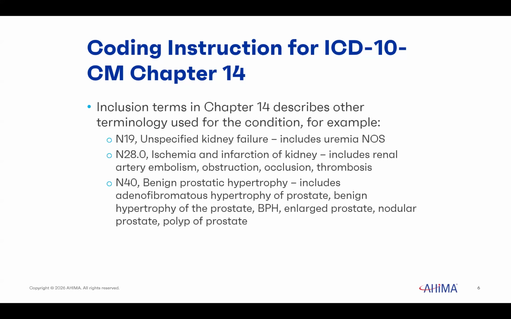We have some important inclusion terms in this chapter, and these help you recognize alternate names or related diagnoses. A lot of times, unspecified kidney failure may include cases documented simply as uremia. Benign prostatic hypertrophy may be documented as an enlarged prostate or simply BPH. Again, abbreviations are very common, even with electronic health records. And these clues will help make sure that you are choosing the correct code.